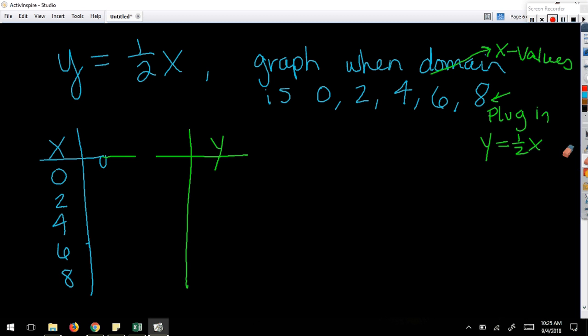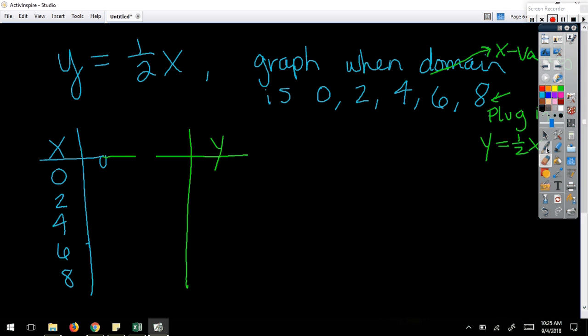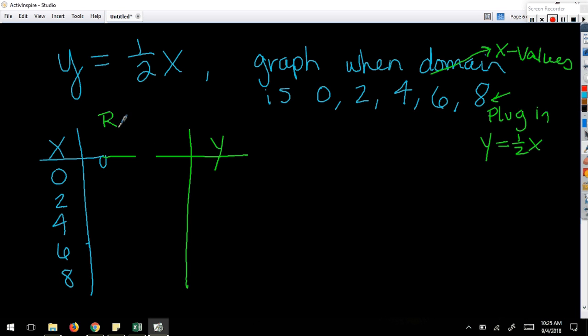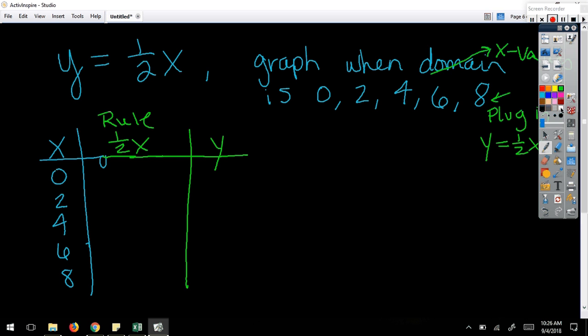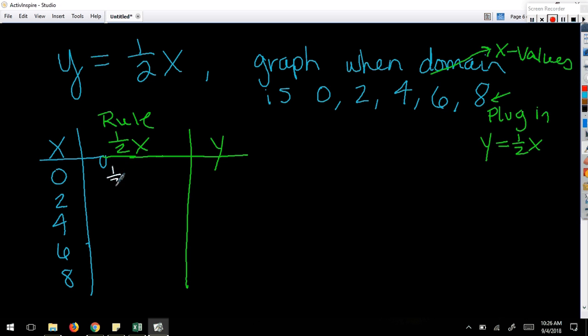All right, so look, when you set up your T-chart, this is the rule in the middle, 1/2 X. That's just kind of easy for you to keep up with what you're doing, where and when, for which X values, okay? So for the first one here, I want to plug in 0 for X. 1/2 times 0 gives you what?